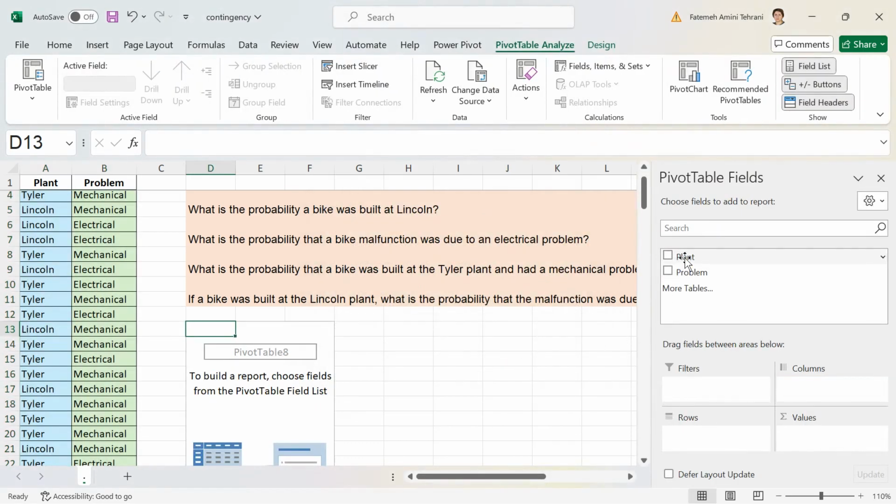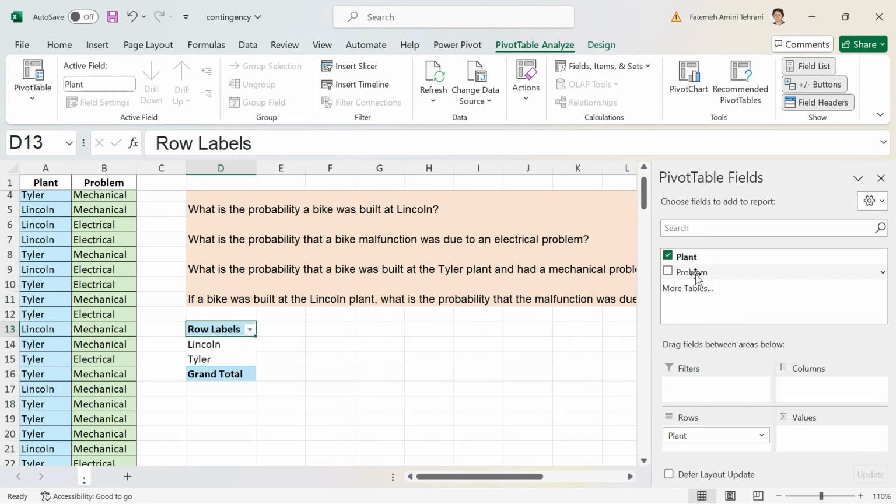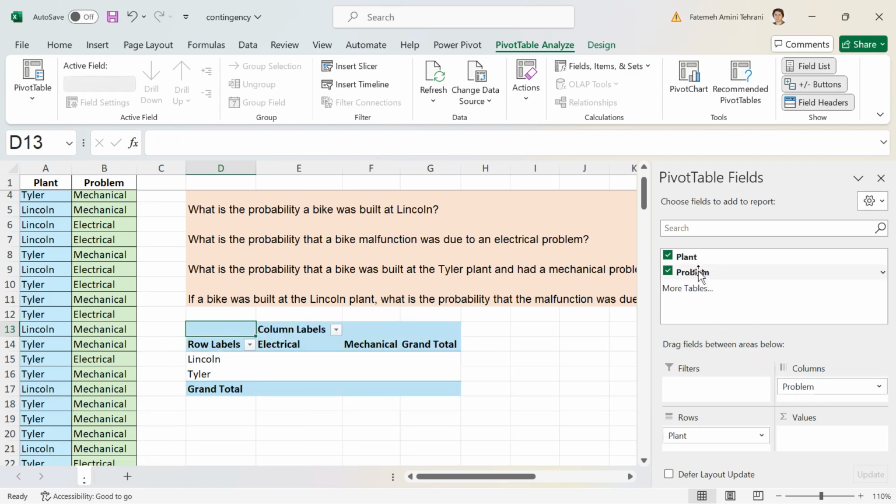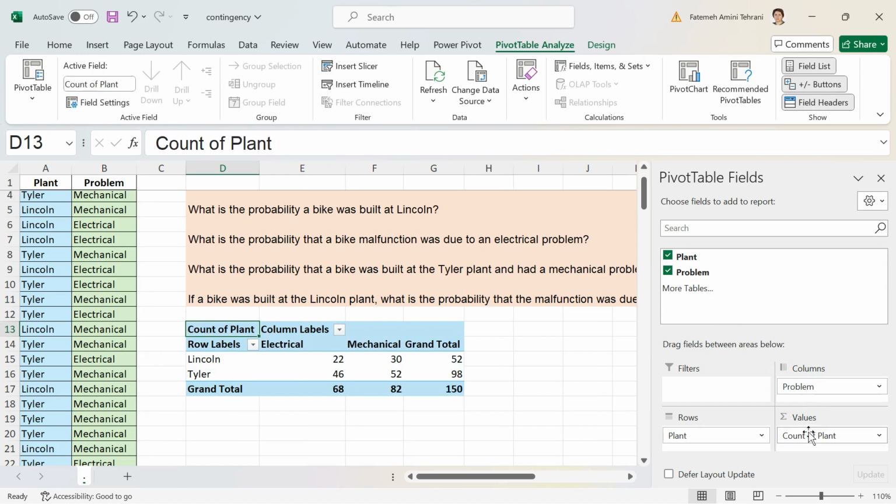Now to make the contingency table, I'm going to drag the plant under the rows. I'm going to drag the problem under the columns, and one of them under the values. Look at here. Now I have a contingency table. I made that by using a pivot table. So I have summarized my 150 data based on their characteristics, mechanical, electrical, Lincoln, Tyler, in a contingency table.